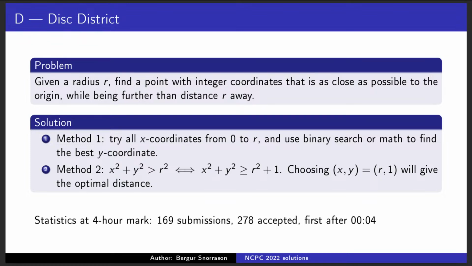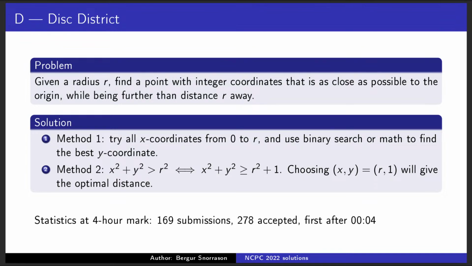And if you just choose x, y to be r, 1, then this is optimal. So you can just print r, 1. I mean, you can just print input, comma 1, and that's the solution. So this was solved after 4 minutes, and 169 accepted.